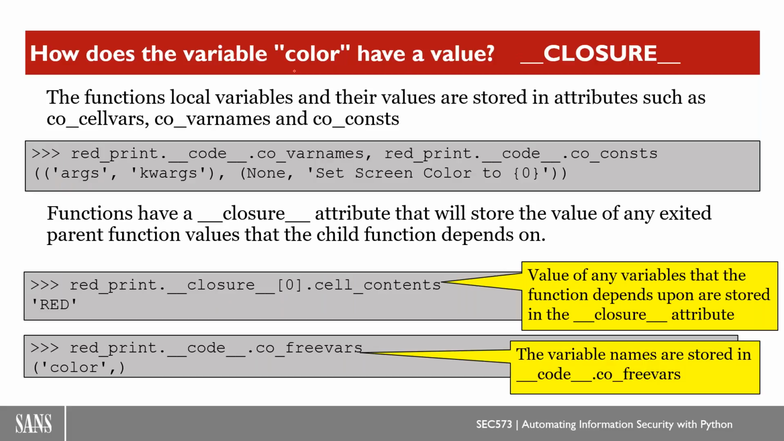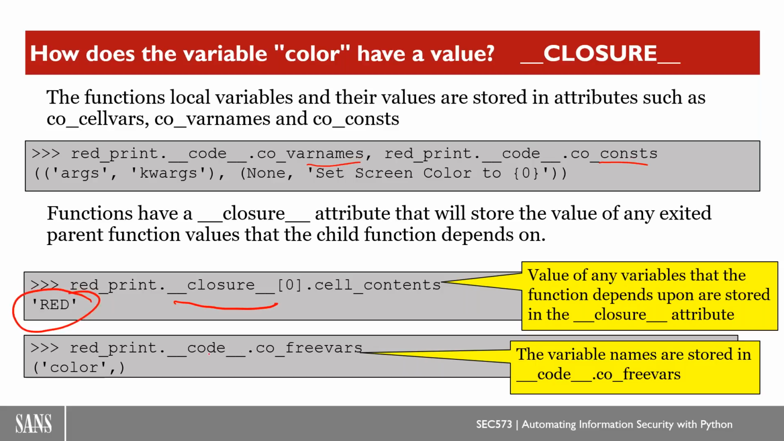So just like the variables and bytecode that's associated with a function are stored in attributes of the variables that are associated with that function, closures are a special place that we have inside a function where it can store the values of any parent functions that have exited that the child function depends on. So if we look inside of red print, inside of its code, we can see the variable names, we can see the code constants, all of those normal things, but we can also look inside of the closure. And in the closure attribute of the red function, we can see the values that we have associated with variables.